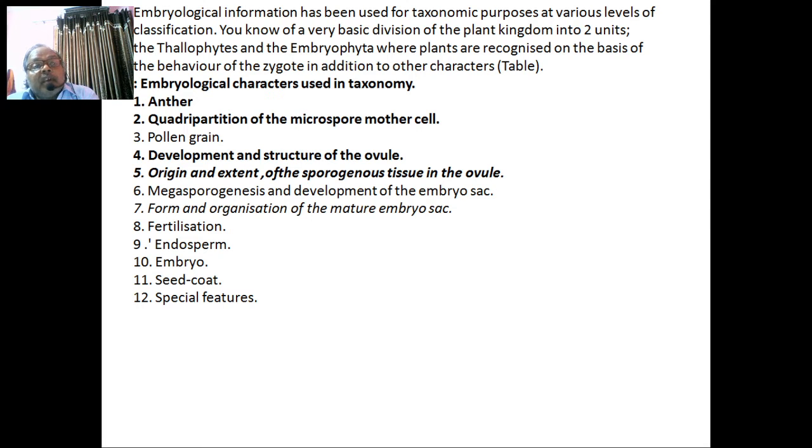फिर इसके अलावा अगर हम देखें एम्ब्रियोलॉजिकल इंफॉर्मेशन की तो इनको भी टैक्सोनॉमिक पर्पस एट द वेरियस लेवल ऑफ क्लासिफिकेशन यूज ले सकते हैं। You know the basic division of the plant kingdom into two parts, thallophyte and embryophyte, where the plants are recognized on the basis of the zygote. जब हमने शुरू में देखा है कि वह प्लांट का बेसिक डिवीज़न भी एम्ब्रियो पे आधारित है, तो इसके अंदर कैरेक्टर्स को भी हम टैक्सोनॉमी में यूज ले रहे हैं। अब इन कैरेक्टर्स में क्या है?